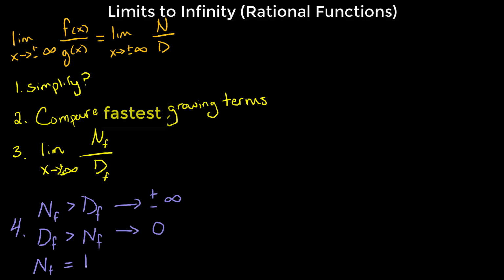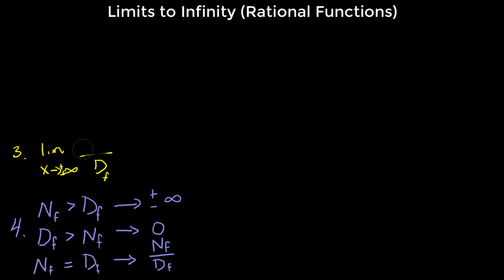And lastly, let's say the numerator's fastest growing term and the denominator have the same growth rate. In this case, all you have to do is divide the two terms, because there will be some simplification you can make. If they grow at the same rate, I guarantee you there will be some simplification, and the limit as x approaches positive or negative infinity will just be the quotient of the numerator and the denominator of their fastest growing terms. And there that is.